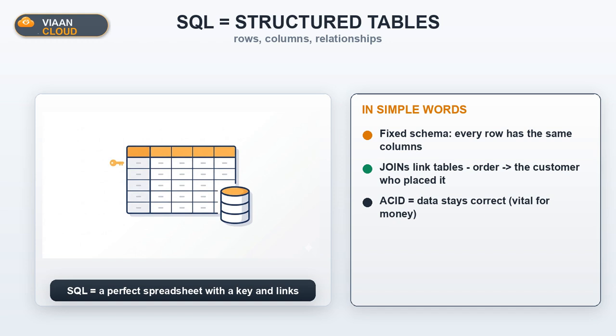Let's go deeper on relational, SQL, because it's still the right default for most apps. Data lives in tables with a fixed schema, and every table has a primary key that uniquely identifies each row. The superpower is relationships. A join lets you connect tables, link an order to the customer who placed it in a single query. And relational databases give you strong guarantees called ACID, which in plain English means your data stays correct even when lots of things happen at once, critical for anything involving money. The popular engines are PostgreSQL and MySQL. If your data is structured and connected, users, orders, payments, reach for SQL first.